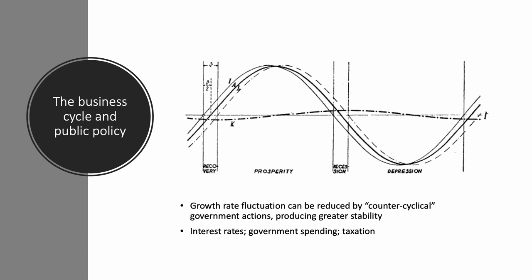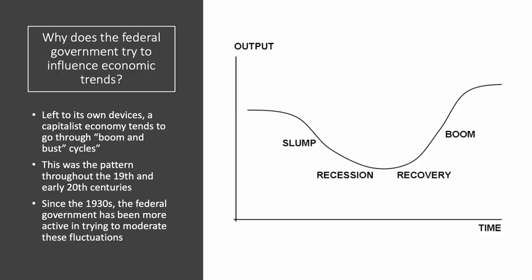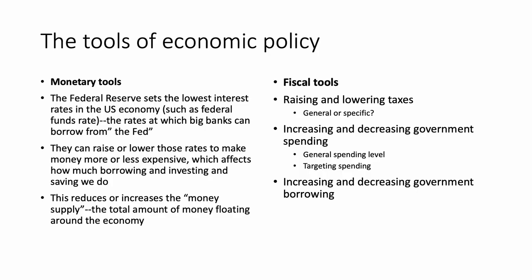Boom and bust cycles. Now, if you look at the much lower wave in the middle, where it says recovery and then recession, this is what the goals of government economic policy are: to produce slight increases in prosperity and then slight reductions and minor recessions. No boom periods, no depressions, just slight ups and downs in the growth rate. They're trying to moderate the natural ebbs and flows of a capitalist economy. Left to its own devices, you get booms and busts, and that's what we had, but since the 1930s, the federal government has tried to moderate the ups and the downs.